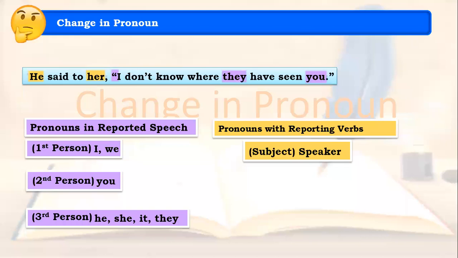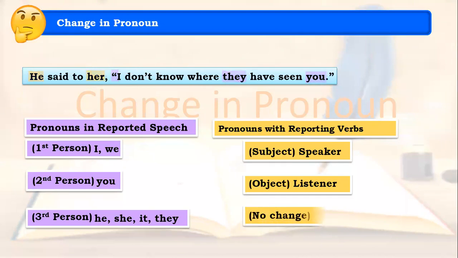the subject, that is he, is going to take the place of the first person pronoun, that is I, and the second person pronoun, which is you, is going to be replaced by the object, that is her. Now, once again, we are going to check that. But before that, here we go. Do we have any third person over here? Yes, we have a third person, that is they, but it is not going to change. There will be no change in it.